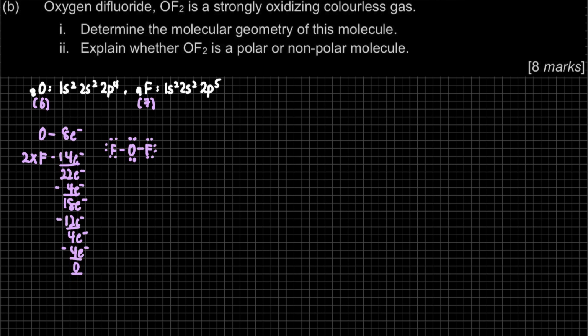So now we check whether all the atom already achieve octet or not. So here fluorine 8, oxygen 8, fluorine is 8. So this is the Lewis structure.